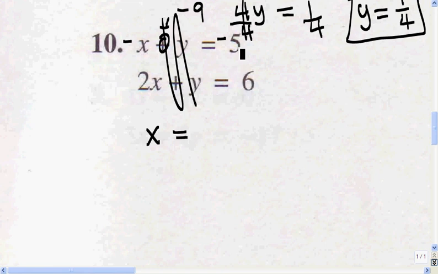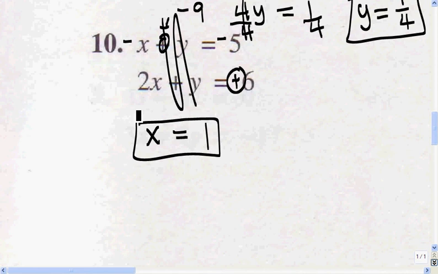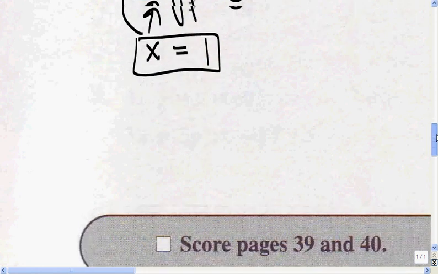And then 6 minus 5 is 1. I know I have to subtract because the signs are different. This is a positive and that's negative. That automatically tells me I have to subtract. And since my bigger number is positive, the sign of my answer is positive. So x equals 1. Now that I know what x equals, I could plug it into any of these two equations and solve for y. And I think that's it.